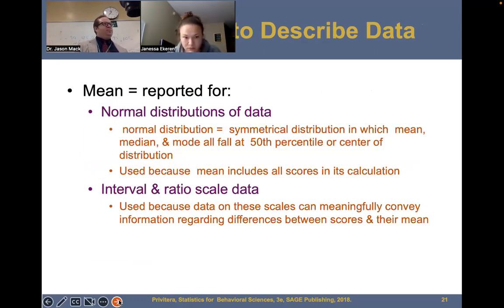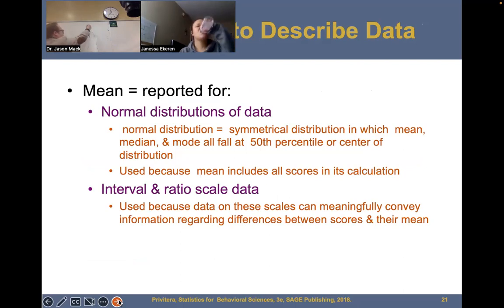When do we use the mean? Mean is reported for normal distributions of data. A normal distribution is when it's symmetrical. What does that mean? Symmetrical means your mean, your median, and your mode are all on top of each other. That's your central tendency. If it's skewed, it can be positively skewed or negatively skewed. I think if I give you a visual, it'll make more sense.